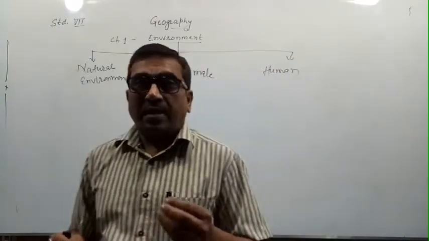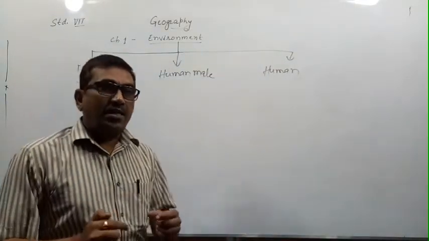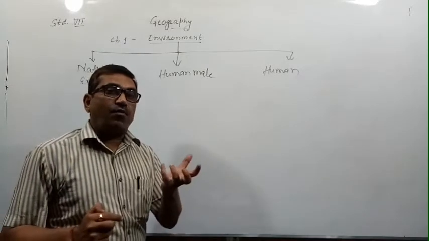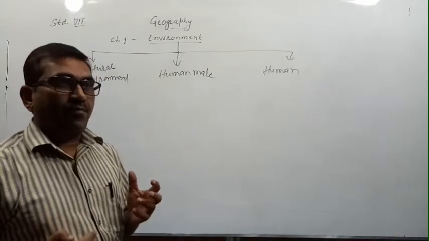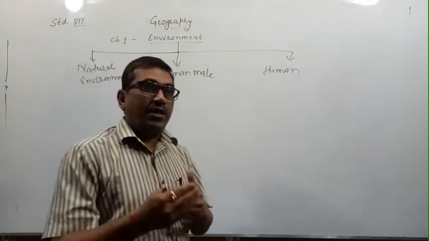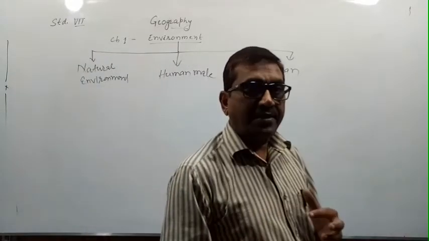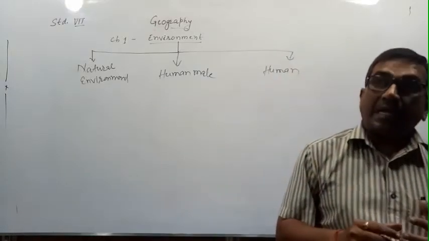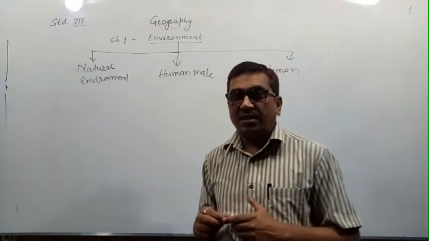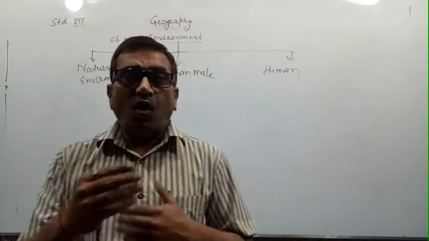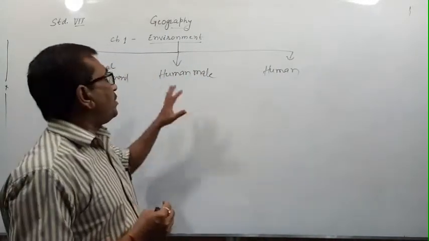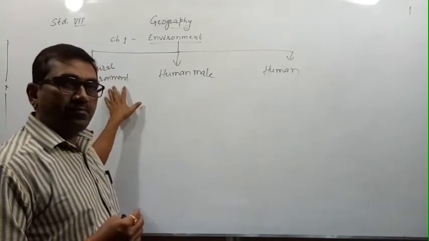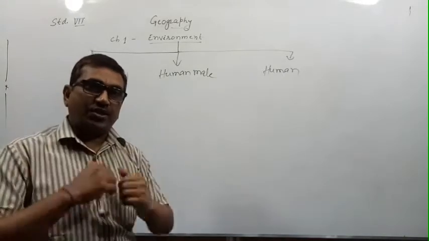Natural environment, as the name suggests, is anything that we get from nature. Whatever we get from nature is called natural environment. Water is there, soil is there, air is there, temperature is there, rainfall is there. All these things come under the natural environment that we get from nature.